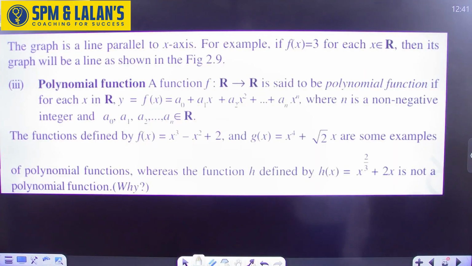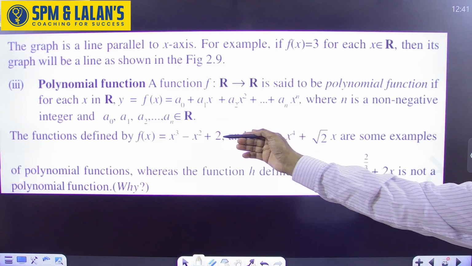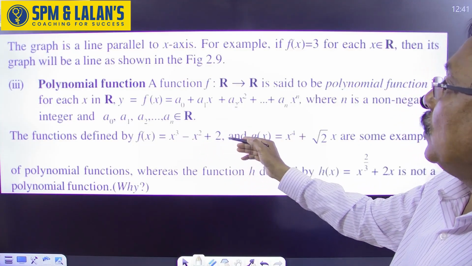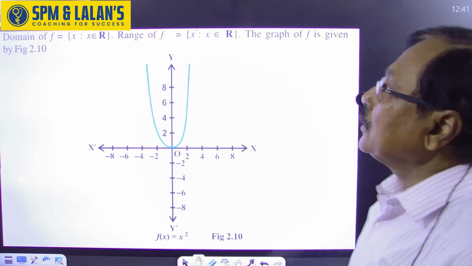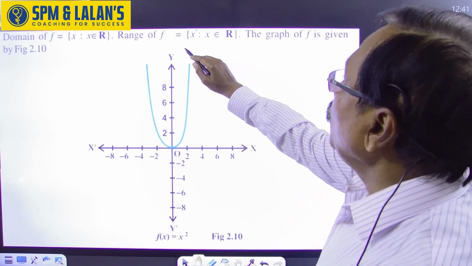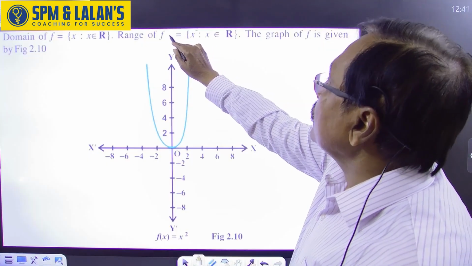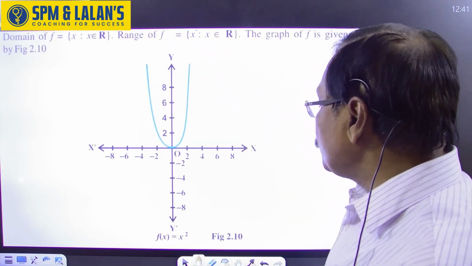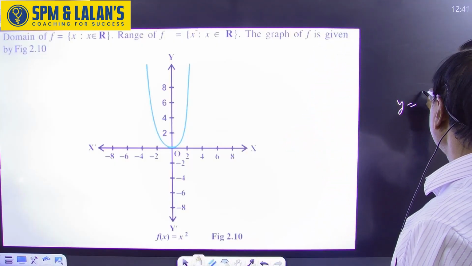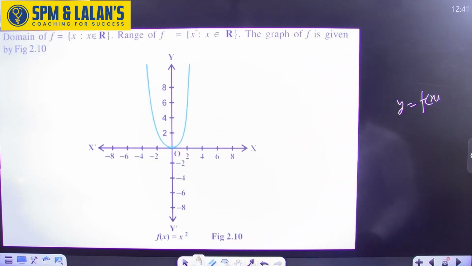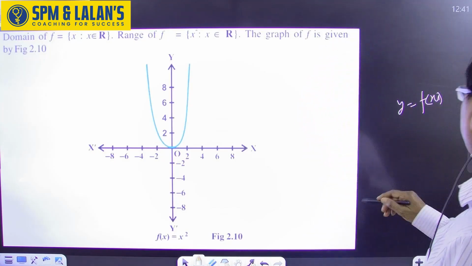Now, second is the polynomial function. I have given examples of polynomial functions. These are different polynomials, x cube minus x square plus 2, etc. But I would like to take a simple example, that is y is equal to x square. F is equal to x square means y is equal to x square. Y is equal to fx. You have to understand y is always fx. It means x is the domain and y is the corresponding value of the function. Now here it is. You see fx is equal to x square.